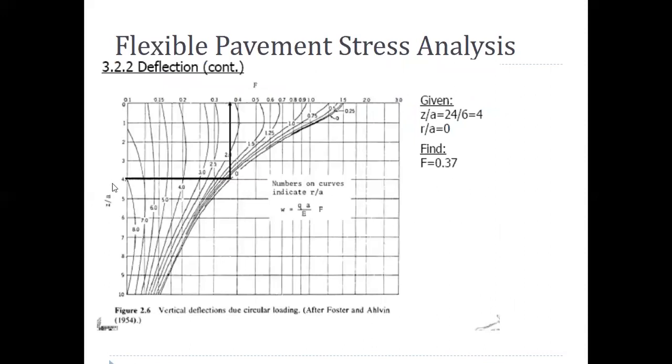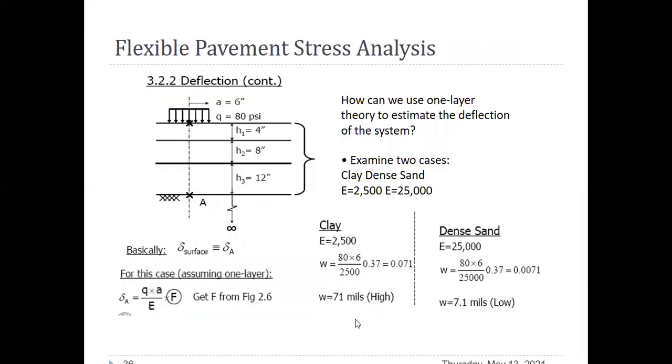Just take Z upon A and get this curve. Obviously, in the previous example, that was 24 and 6, and R over A is 0 because the point was directly above. So we can find F. And once you find F, you know Q, you know the contact radius, and you know the load support. That's how you calculate these values for this data.